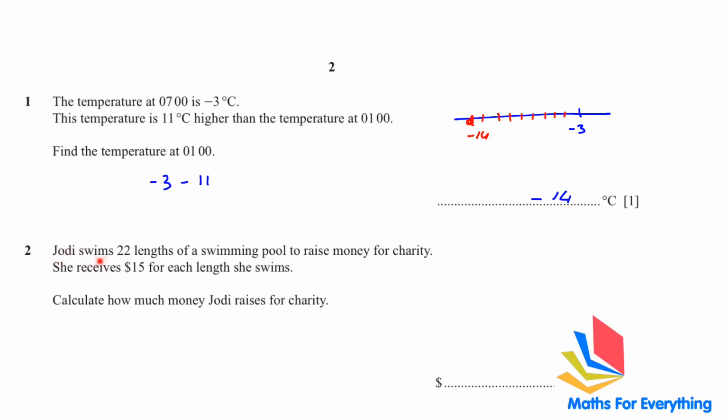Second, Jody swims 22 lengths of a swimming pool to raise money for charity. She receives $15 for each length she swims. Calculate how much money Jody receives for charity. So for each length, she receives $15. Therefore, for 22, she will receive 22 multiplied by 15, which is $330.